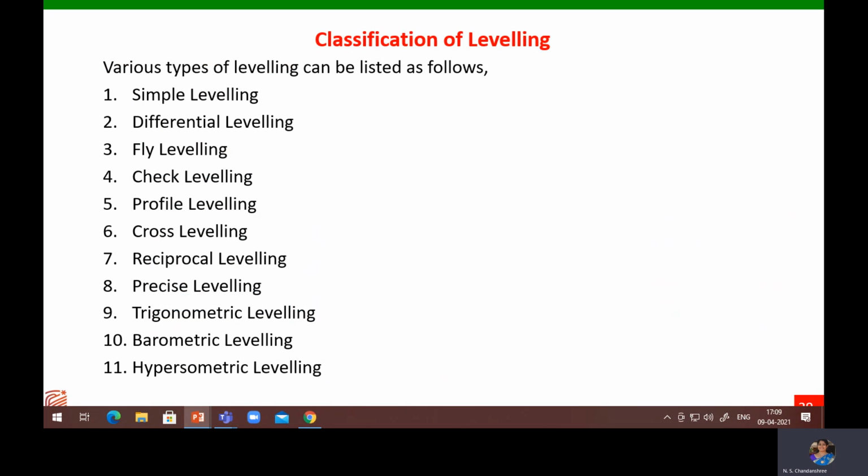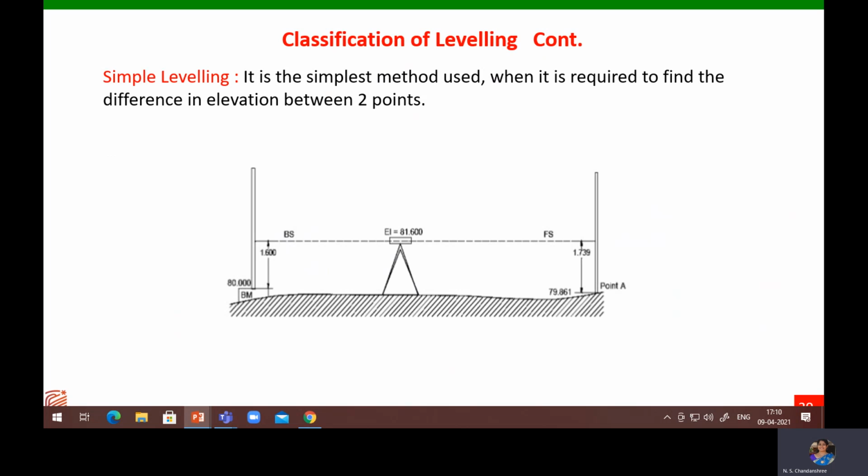The next topic: leveling can be classified under separate categories depending on the purpose for which the survey is done, or depending on what type of method is used for leveling. So we'll see them one by one. First one is the simple leveling technique.